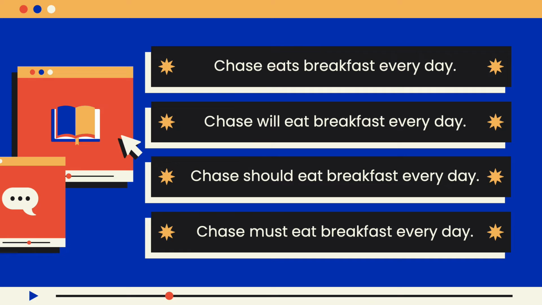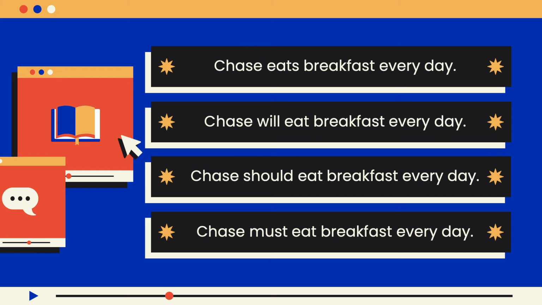Chase should eat breakfast every day. The modal verb should tells the reader that Chase does not eat breakfast every morning, nor does he intend to eat breakfast every morning. But it is something that would be a good idea according to the writer's attitude.